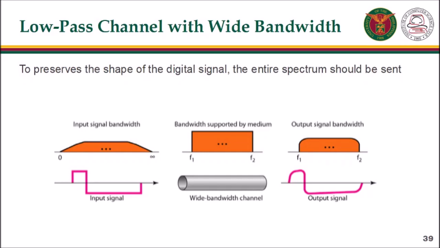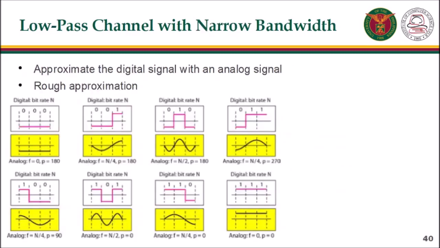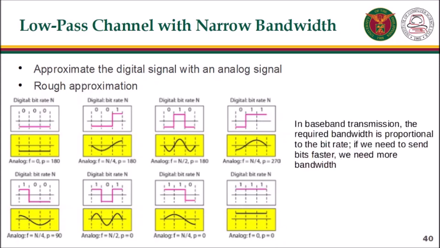Fortunately, the amplitudes of the frequencies at the border of the bandwidth are so small that they can be ignored. This means that if you have a medium, such as a coaxial cable or fiber optic cable with very wide bandwidth, two stations can communicate by using digital signals with very good accuracy. In a low-pass channel with limited bandwidth, we approximate the digital signal with an analog signal. The level of approximation depends on the bandwidth available.